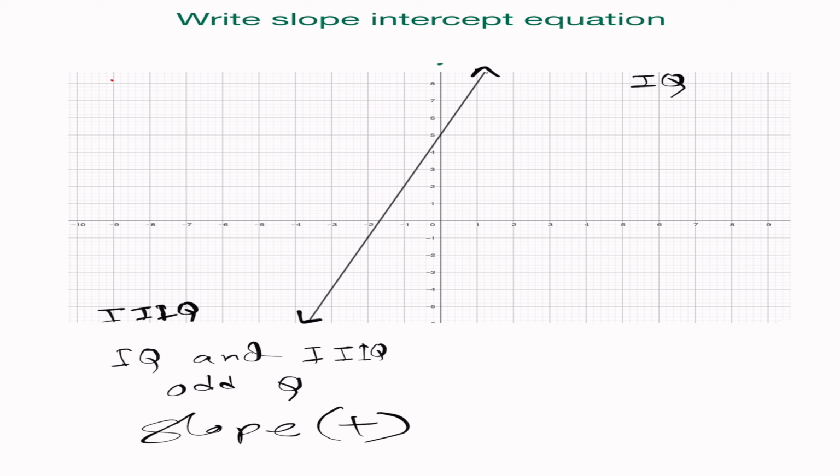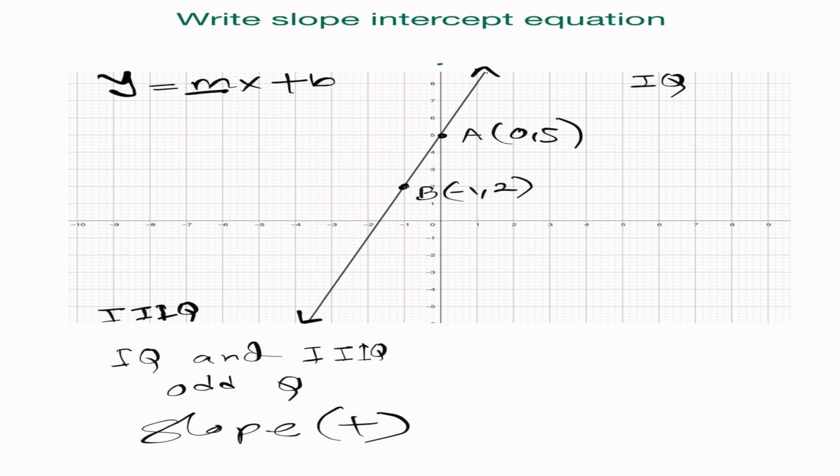Now let's look at two points. Let's take one point here, which is A. This is (0, 5). And another point is here, which is B, where x is -1 and y is 2. Now the general slope-intercept formula is y equals mx plus b. That's the slope-intercept equation.